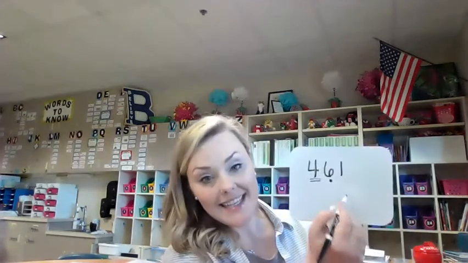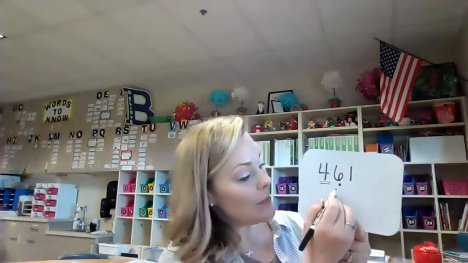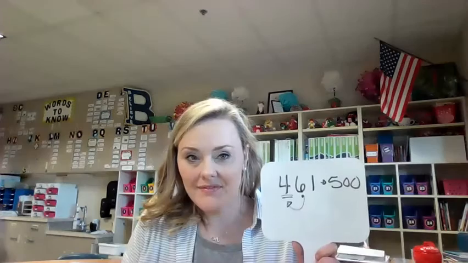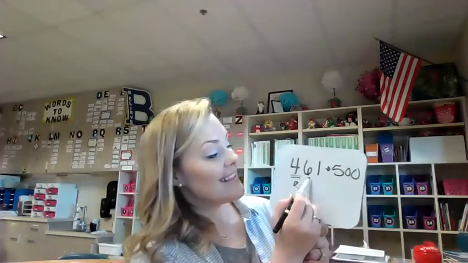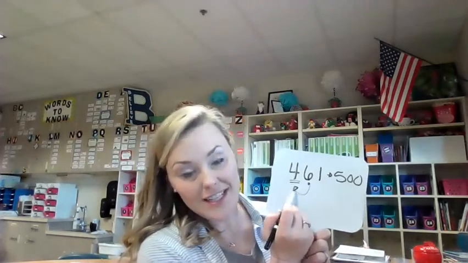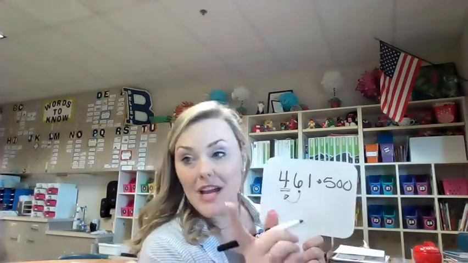Let's give you another example. Write down the number 461. Round to the nearest 100. Here's my hundreds place. Here's my 6. 6 is more than 5, so we round up. We're changing this to 500. All right, so 6 tens tells 4 hundreds to go up. Good job.